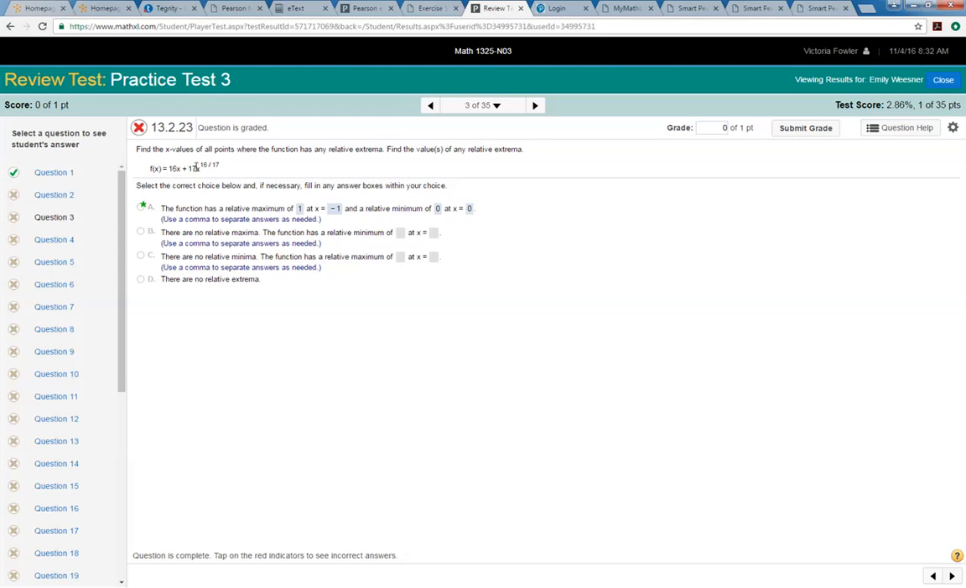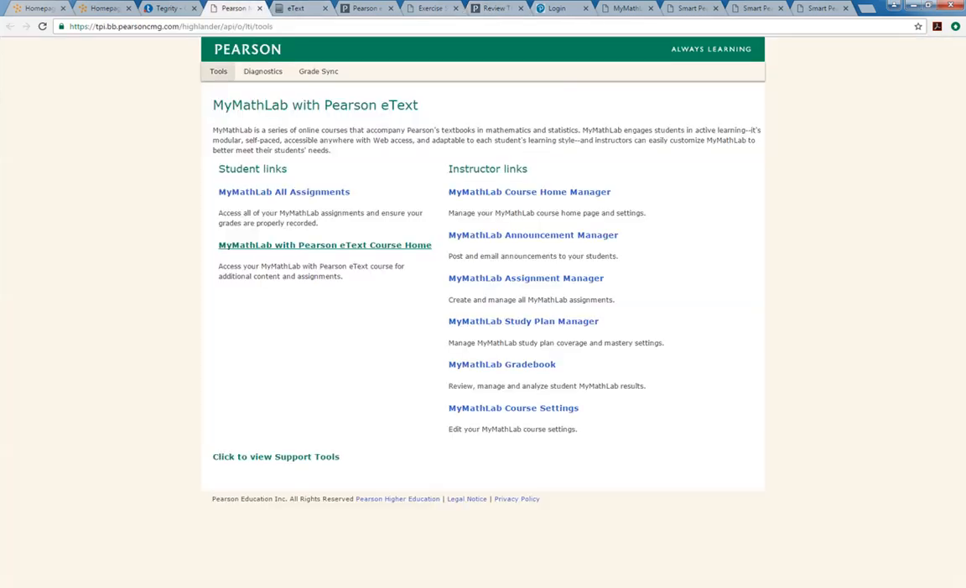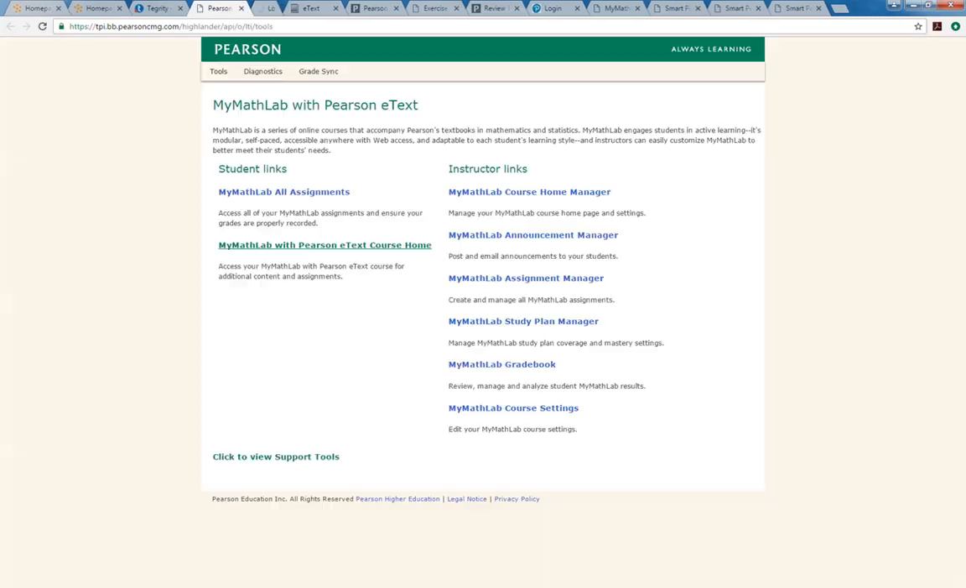Here I am looking at number 23 from 13.2, which follows exercise 23. At the top, when I was clicking through, I had opened up my e-text, so I go to the Pearson widget. For a student, you'll only see this left-hand side. You'll click the e-text course home. I already have it open, so I'm going to click on the e-text screen.